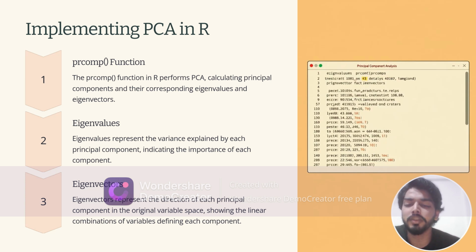Eigenvectors. Eigenvectors represent the direction of each principal component in the original variable space, showing the linear combination of variables defining each component.